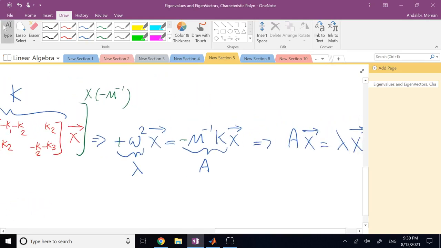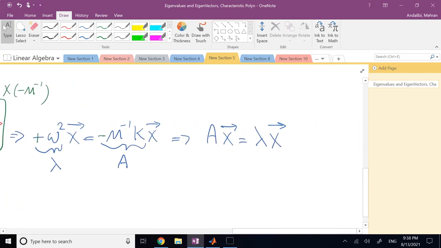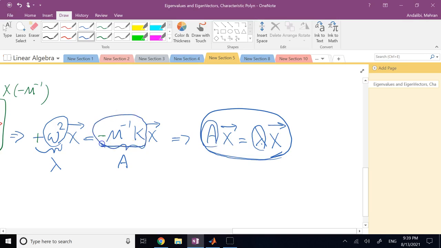And so now if you look, this is clearly an eigenvalue problem, where lambdas are the square of the natural frequencies. So lambdas are eigenvalues of A. And what is A? A is negative M inverse K. These are the squares of the natural frequencies of the system, the frequencies of the vibrations.